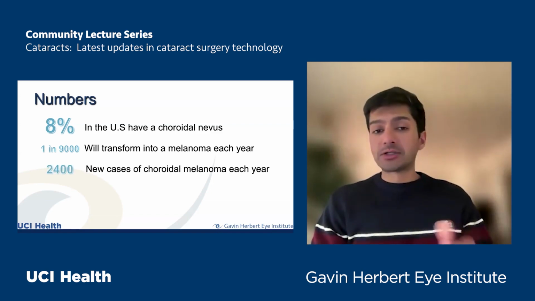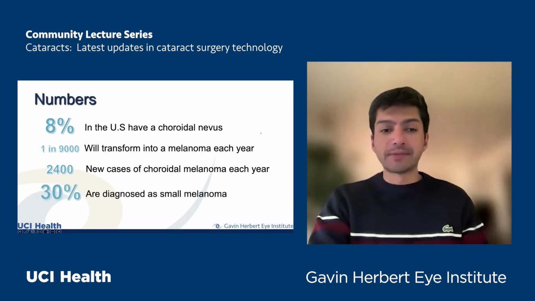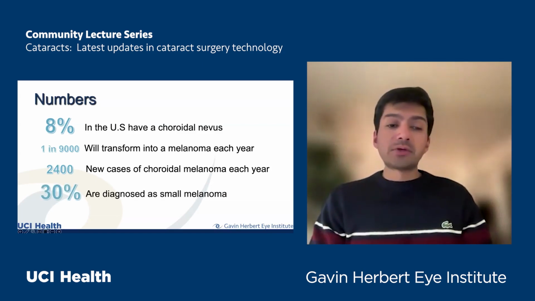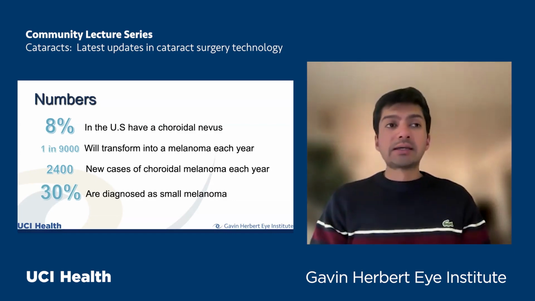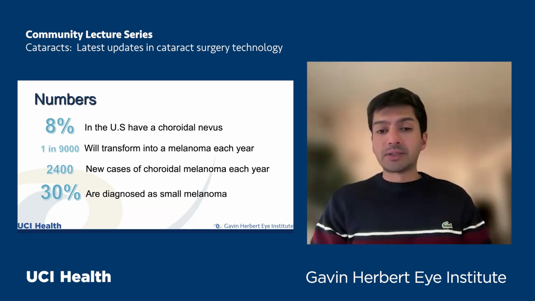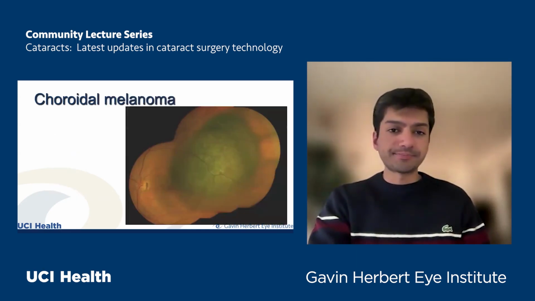So as I mentioned, there are about 2,400, 2,500 new cases of choroidal melanoma each year. And interestingly, about a third of them are diagnosed as a small melanoma. So that is a great opportunity to be able to treat this and lower the chance of the melanoma spreading to the rest of the body.